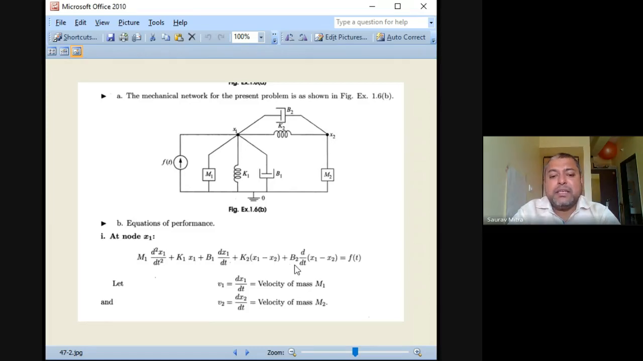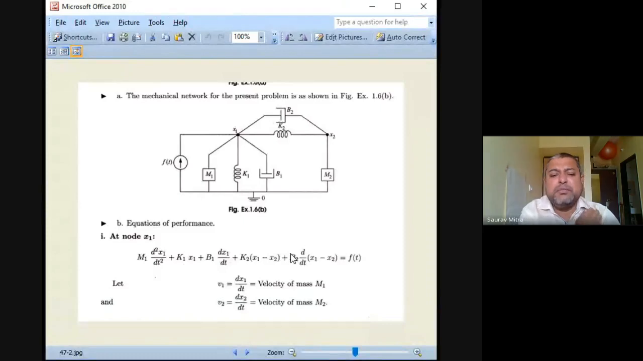So that is what they are writing: b2 d/dt (x1 minus x2). And similarly, for k you should write k2, so this should be k2 into (x1 minus x2). So this k2 (x1 minus x2) and b2 d/dt (x1 minus x2), these two are the elements which are common for the x1 node and x2 node.